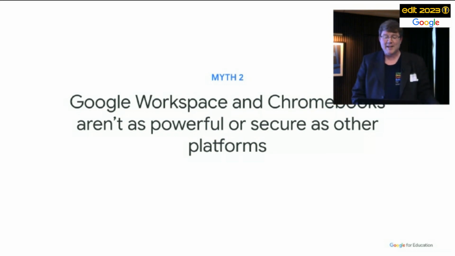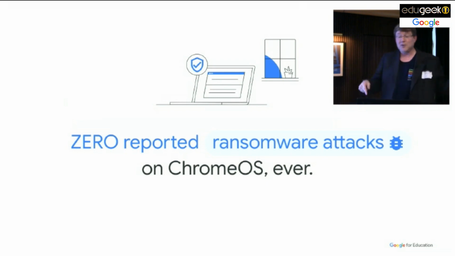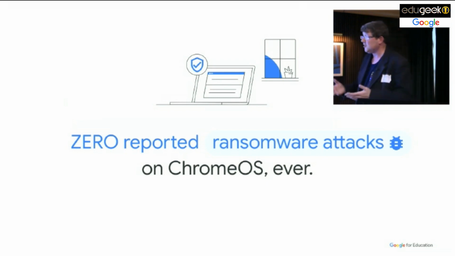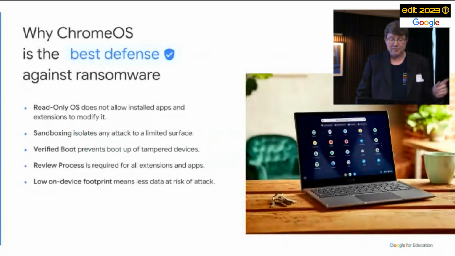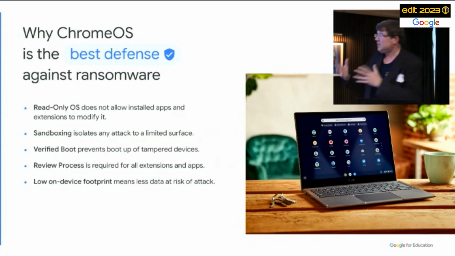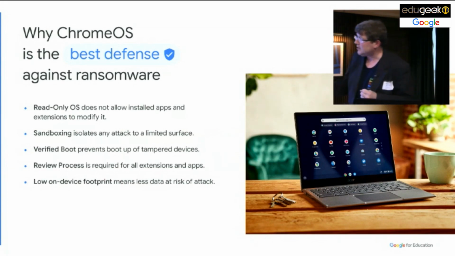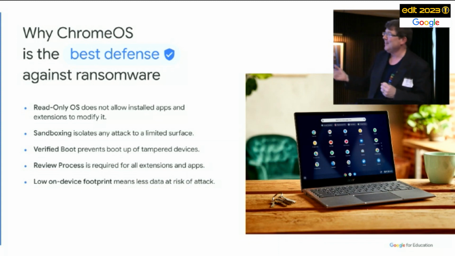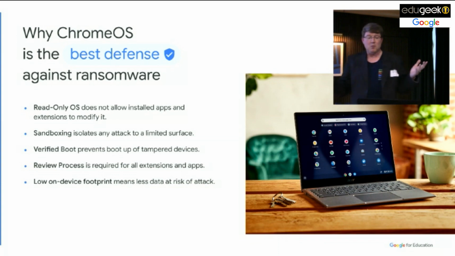Let's hit some facts on the security piece first. Chrome OS, which is what the Chromebooks run and Chrome OS Flex runs, has 0 reported ransomware attacks. So the OS is fairly safe. And the reason why is actually part of the way it's built. It's a read-only OS for a start, so you don't install things onto it. And sandboxing is the real reason why it's quite secure, because when you're on a website, we sandbox it into that window.